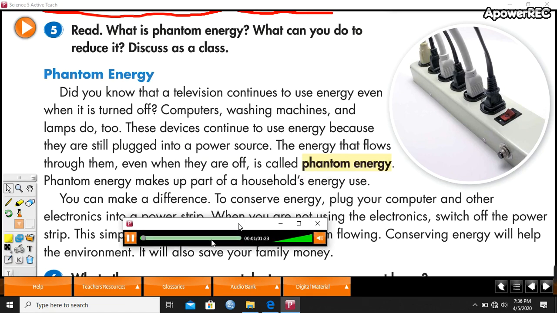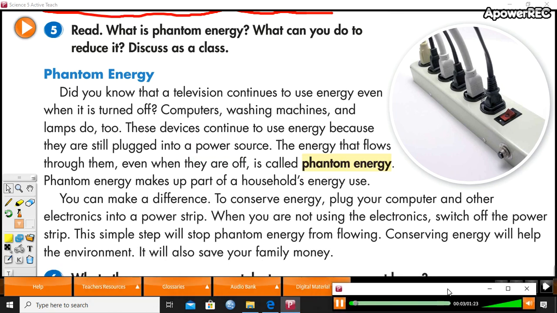Unit 8. Lesson 3. Activity 5. Phantom energy. Did you know that a television continues to use energy even when it is turned off? Computers, washing machines, and lamps do too. These devices continue to use energy because they are still plugged into a power source. The energy that flows through them, even when they are off, is called phantom energy.